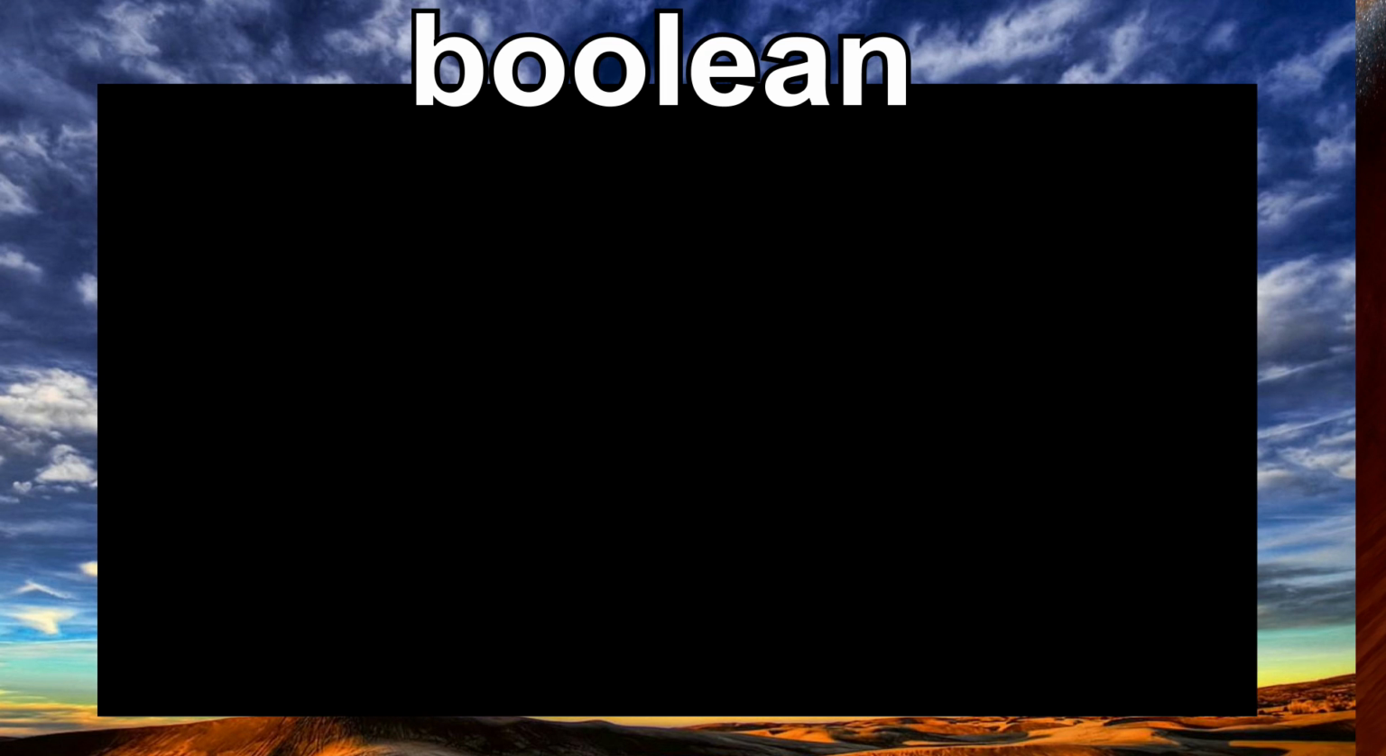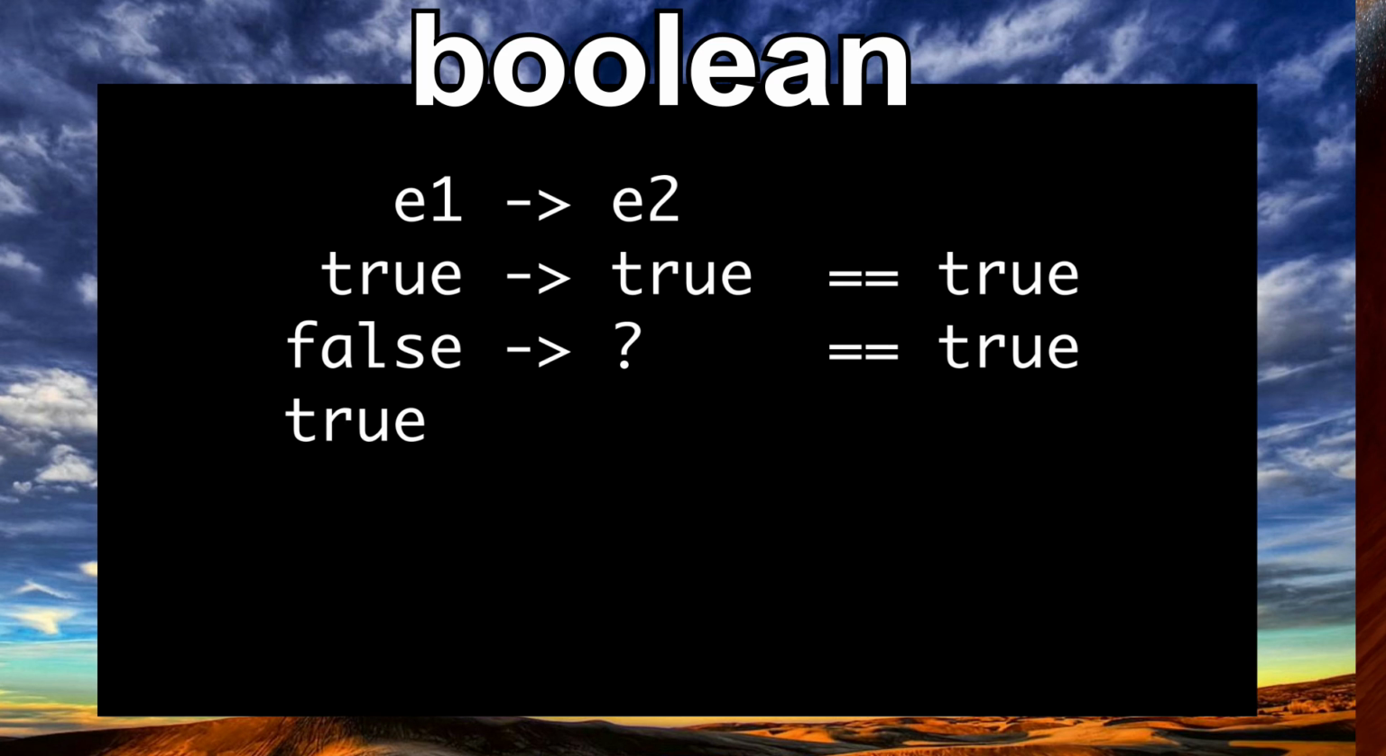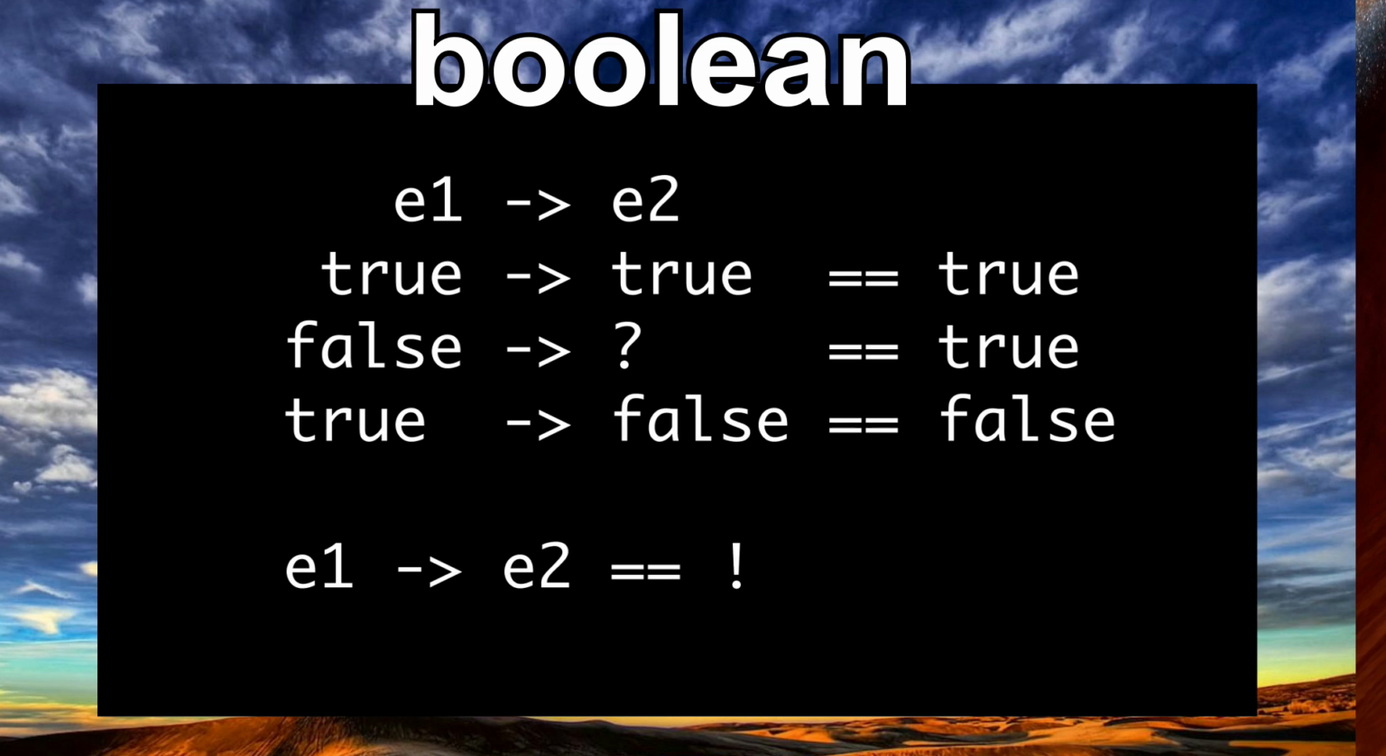There is also a logical implication operator. Implication means that if E1 is true, then E2 must also be true in order for the whole expression to be true. But if E1 is false, it doesn't matter what E2 is. So the only time it is false is if E1 is true and E2 is false. It is equivalent to not E1 or E2. There is no exclusive OR operator.